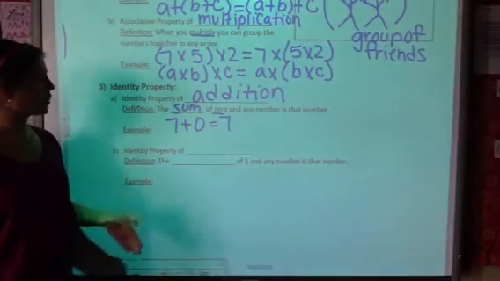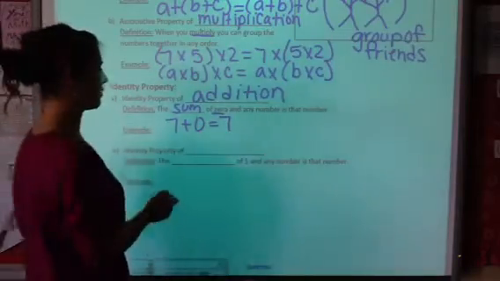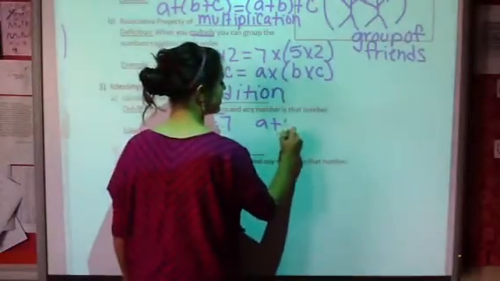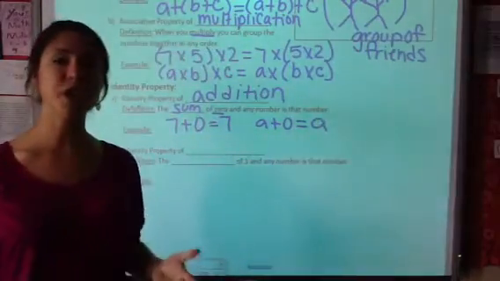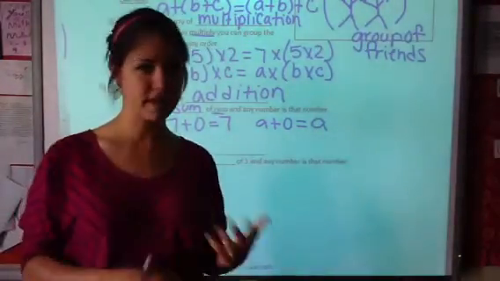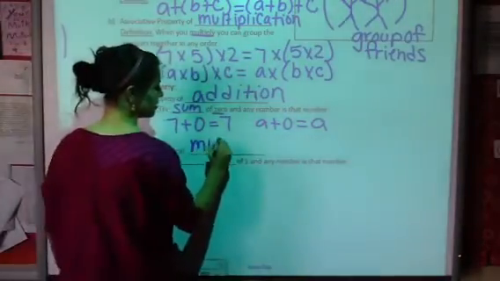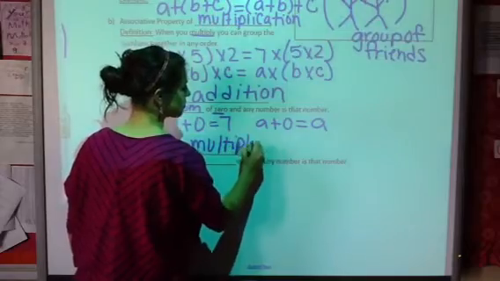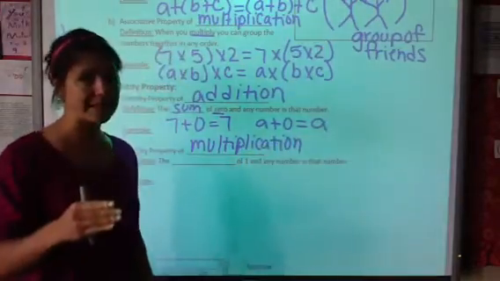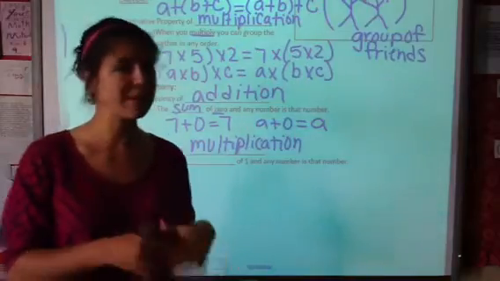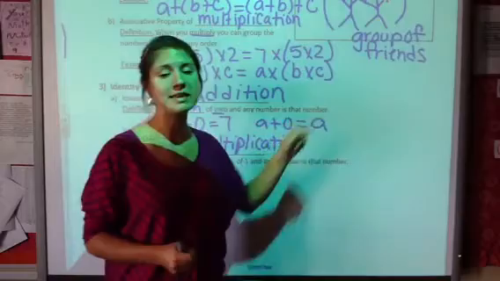So the identity property of addition is any number plus 0 equals that number. We'll say A plus 0 equals A. A stays A, doesn't change. When you add 0 to something, it doesn't change. So the identity property of multiplication, this is one that's different. If I multiplied by 0, I get 0. I wouldn't get the same identity. So A times 0 would give me 0.